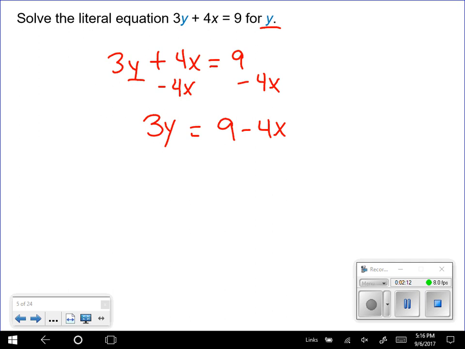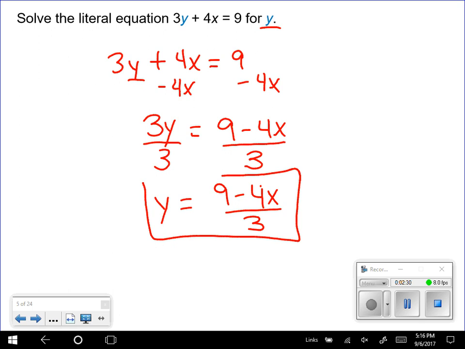From here, I'm still working to get y alone, so just like I would do on a normal equation, I'm going to divide by 3. I'm dividing that whole side by 3 there. So y is going to equal 9 minus 4x over 3. This would be my answer to my literal equation. I now have y alone, and everything over here, I'm just working with what's shown to me. Now, we have to make sure simplification happens if it can, but in this case, we can leave it like this.